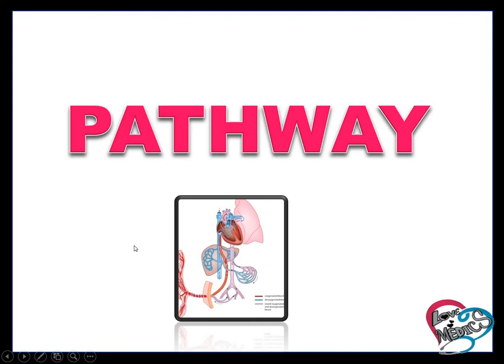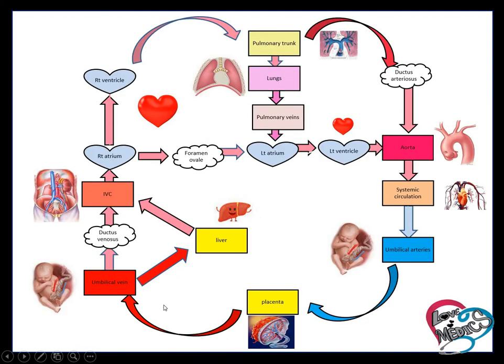Pathway of fetal circulation. First, the oxygenated blood is carried from the placenta by the umbilical vein. That umbilical vein delivers the oxygenated blood to the inferior vena cava through the ductus venosus, and that blood passes into the right atrium. Here, the blood is diverted to the right ventricle and left atrium.